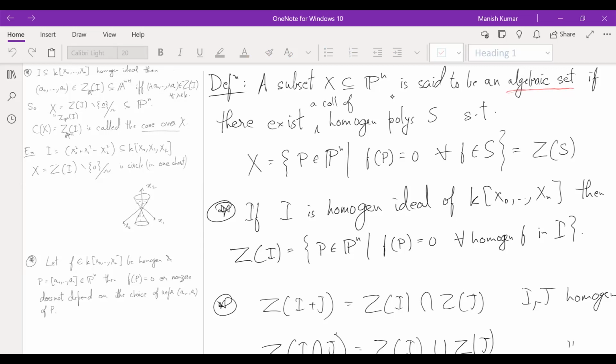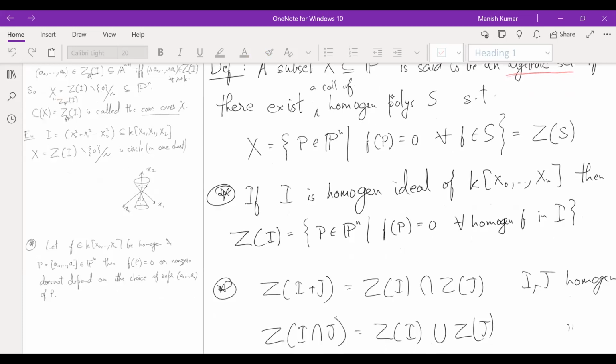So if I is generated by, say, f1 to fn, where f1 to fn are homogeneous, then it's enough to look at the zero set of those homogeneous polynomials. So instead of vanishing of all homogeneous polynomials in I, it's enough to look at vanishing of those homogeneous generators.